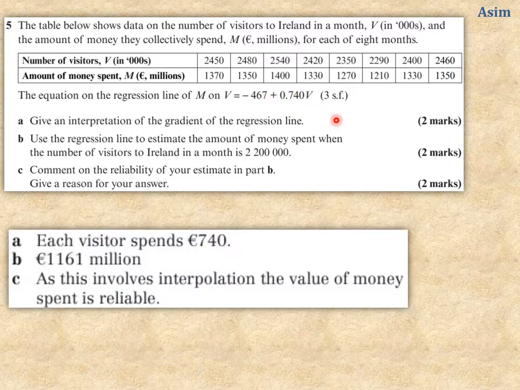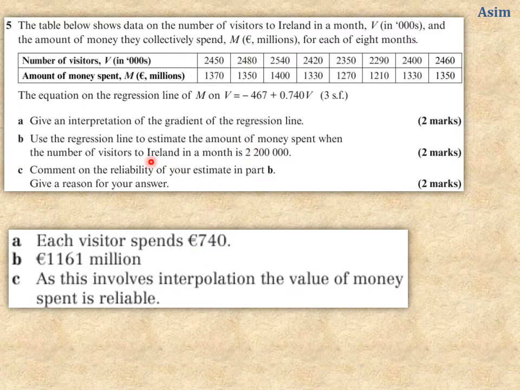Okay, let us check this. For each visitor, see, this is in thousands. Basically for every 1,000 visitors, 0.740 million money is spent. For every 1,000, this much million. So the difference is 1,000 again, for 1,000 to million. That's why they wrote 740 pounds without the million.